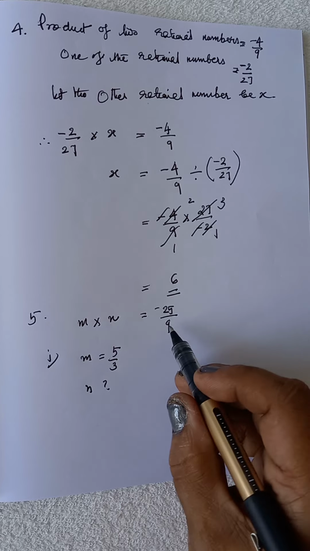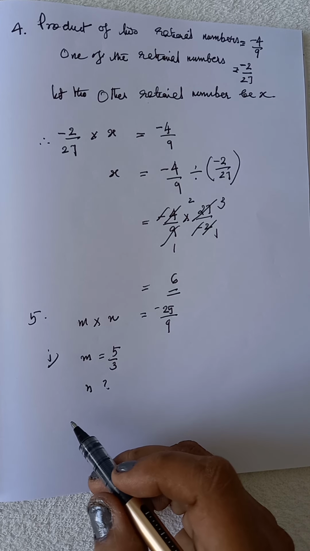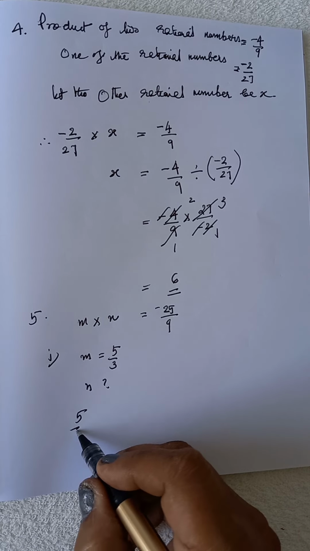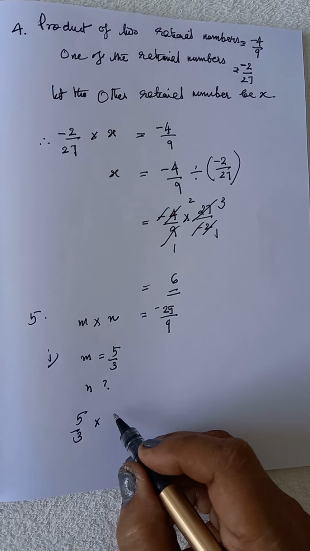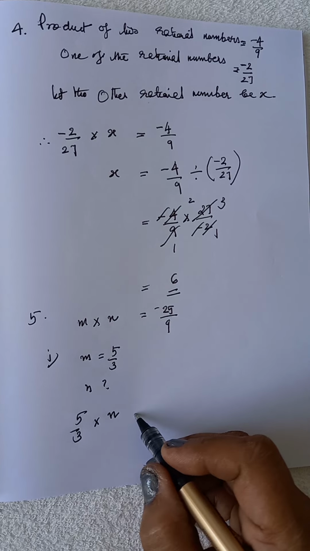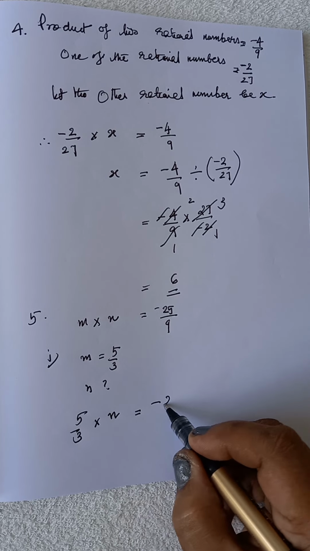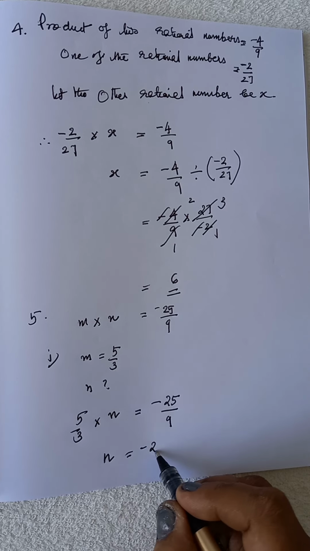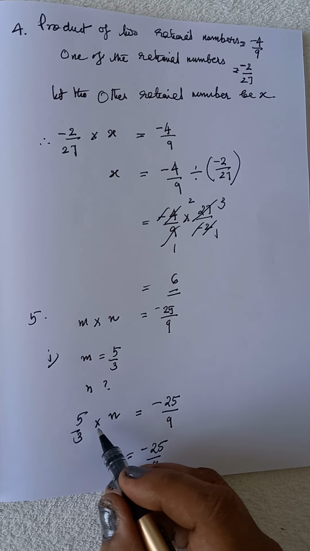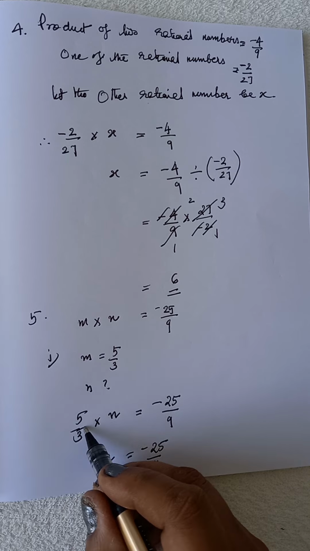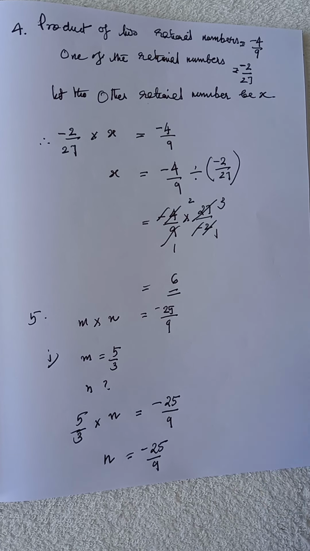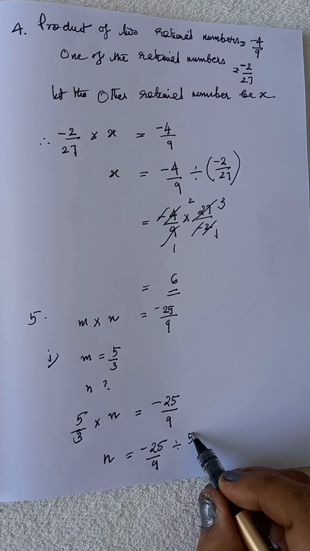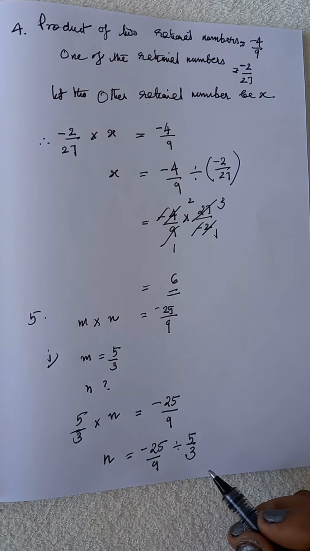So what is M into N? That is minus 25 by 9. What is the value of M given? 5 by 3. Now, we can put that there. Into N, we don't know, that is what we have to find out. That is equal to minus 25 by 9. So N is equal to minus 25 by 9. What is with this N? 5 by 3 is multiplied here. So we want to take that to the right side, so it will get divided there. So divided by 5 by 3.